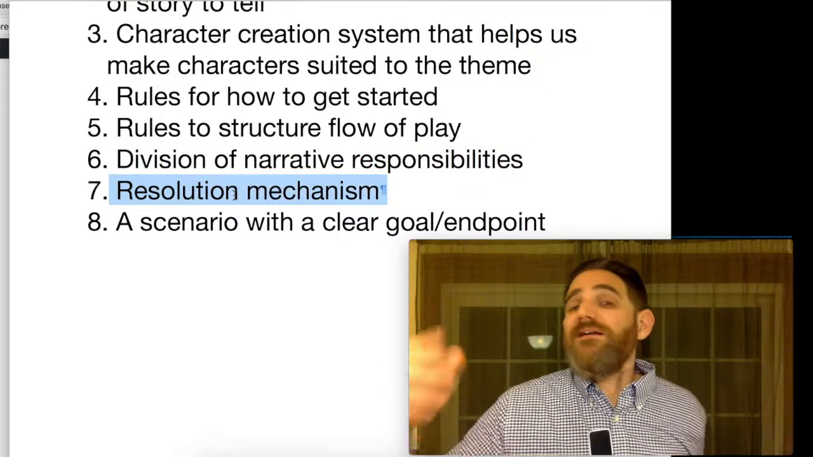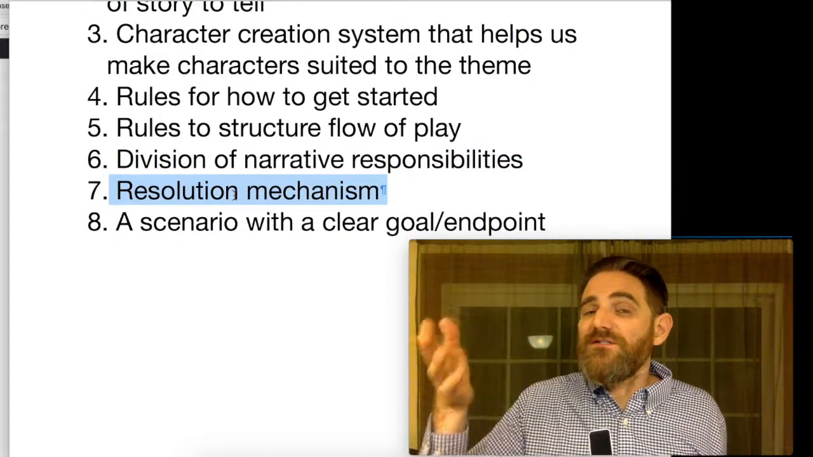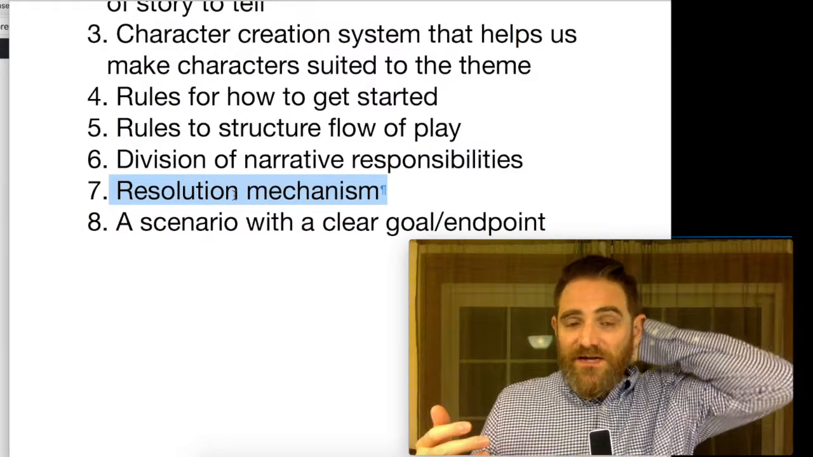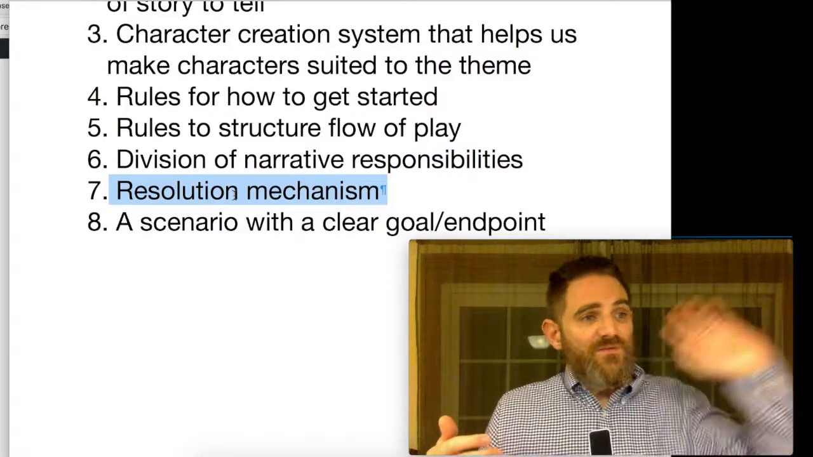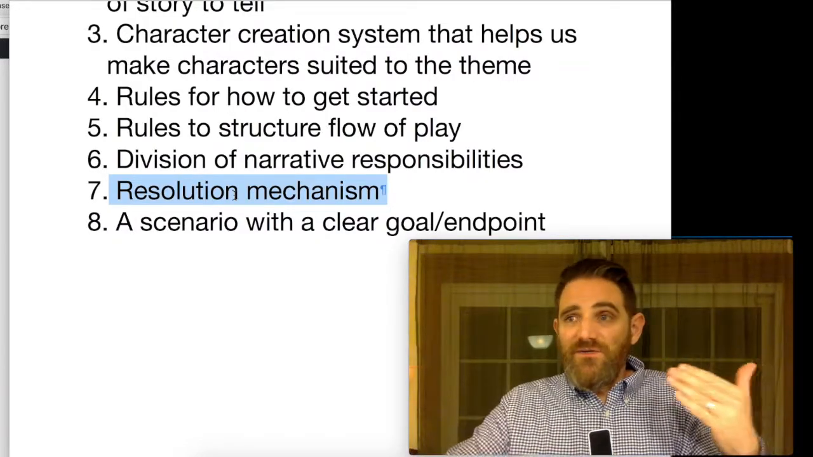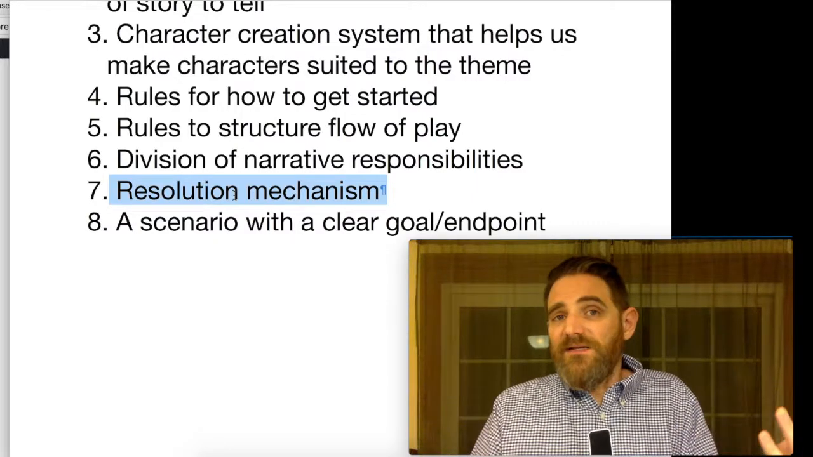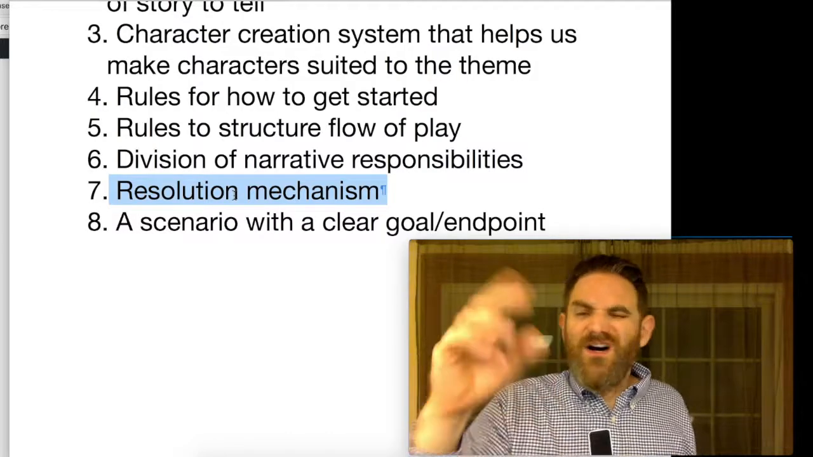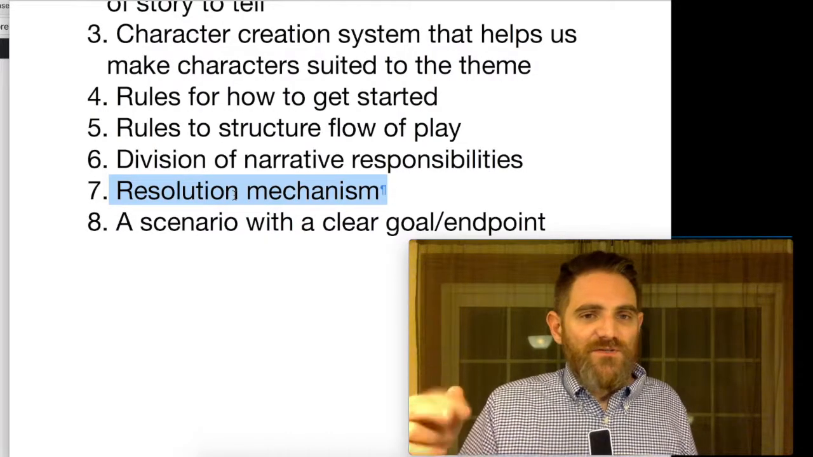What's the resolution mechanism? In other words, when I do something that might hurt somebody or is questionable or difficult, how do we decide what happens? Do we just let another player tell us? Do we bid to see whose resolution is the one that will win? Do we roll some dice? If so, what are the results? What are the odds? How do you want to structure the odds on the dice?